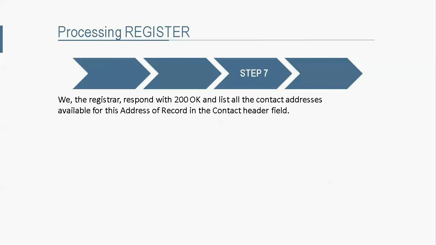Step 7. We, the registrar, respond with 200 OK, and list all the contact addresses available for this address of record in the contact header field. Alright, we have covered the register request in detail.